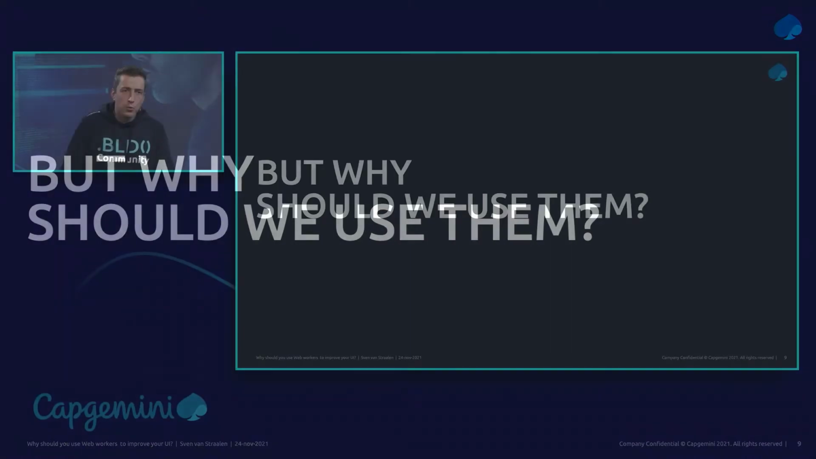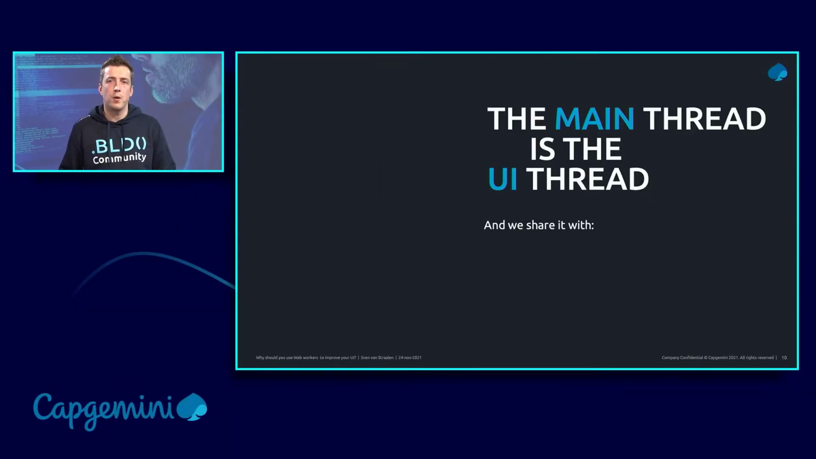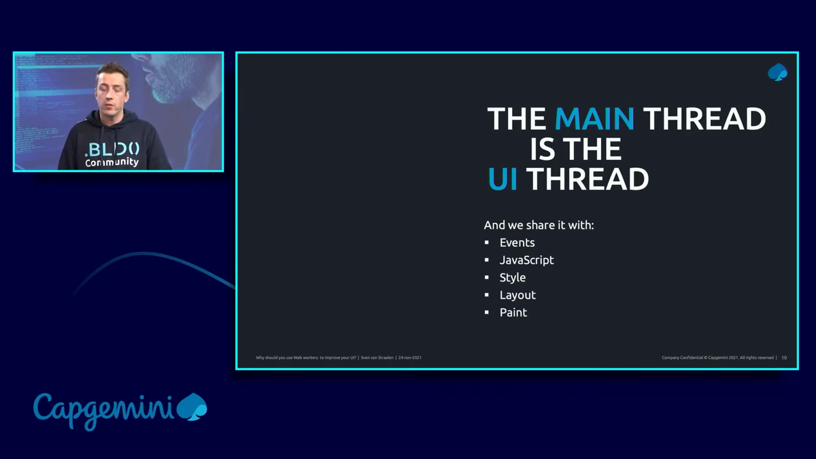Why should we use these workers? Well, basically, the main thread that we have is also known as the UI thread. In this main thread, not only our JavaScript executes, also our user events, so keyboard interactions, mouse events, and all these kinds of things are coming in there. The JavaScript itself, what we have right now. We have the styling, of course, where the browser has to take what it has to take. It has to do some layouting. It has to do the paint, and also some compositing.